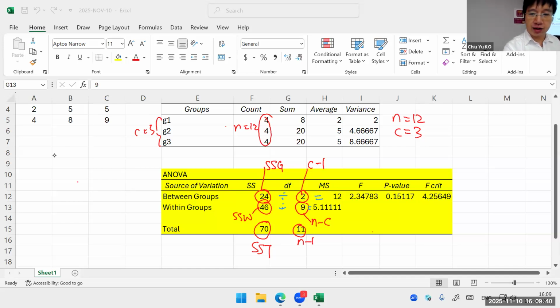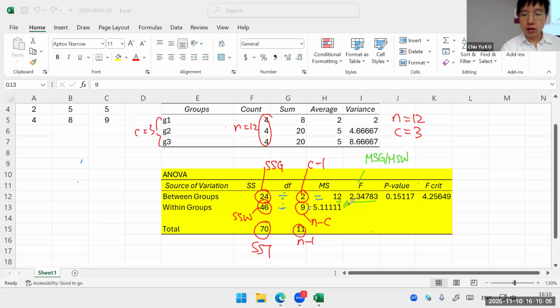And remember how you calculate this F. F is MSG over MSW, across different groups over within groups. So that's why this divided by this gives you this. Okay.